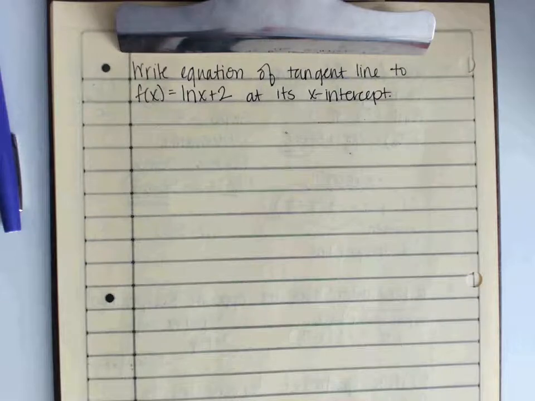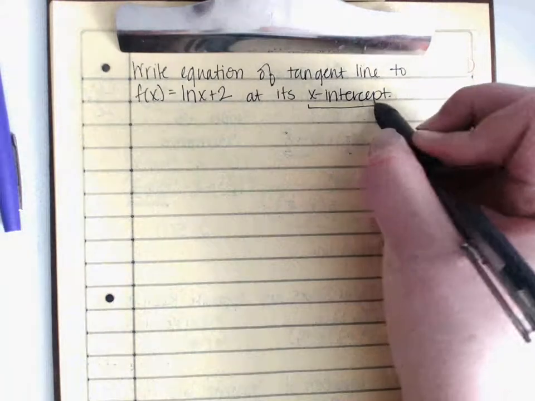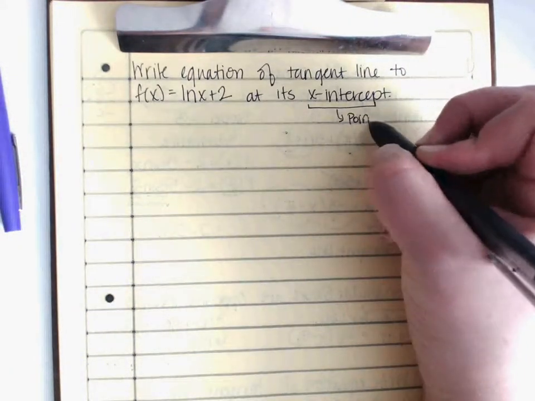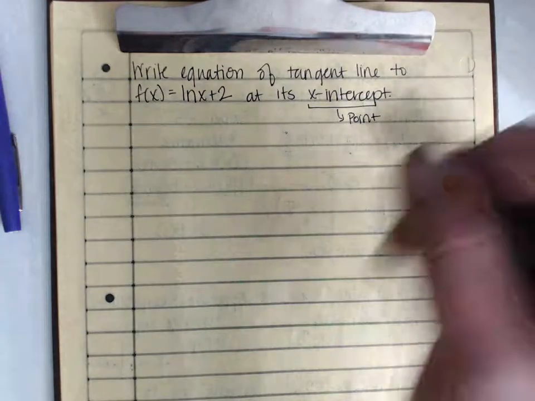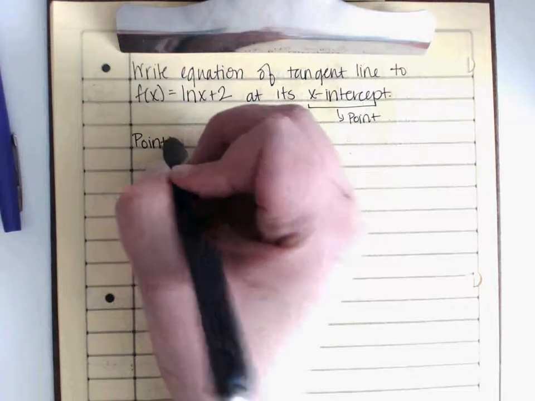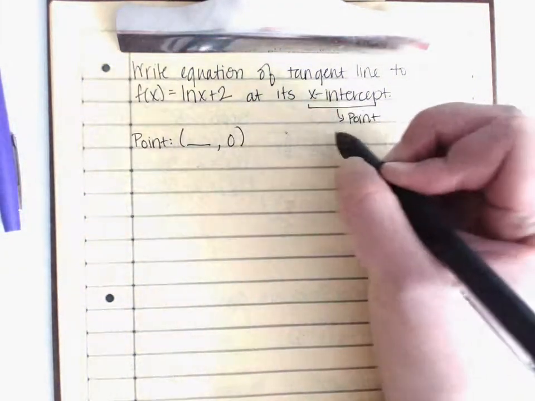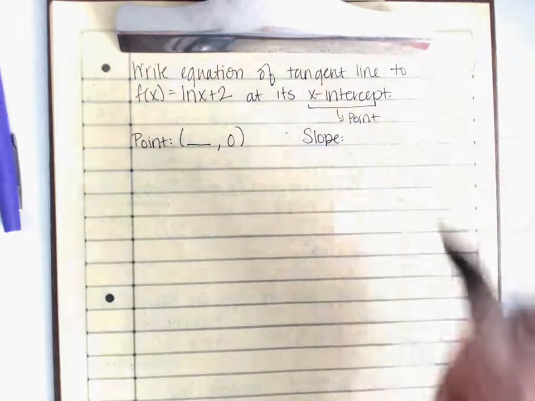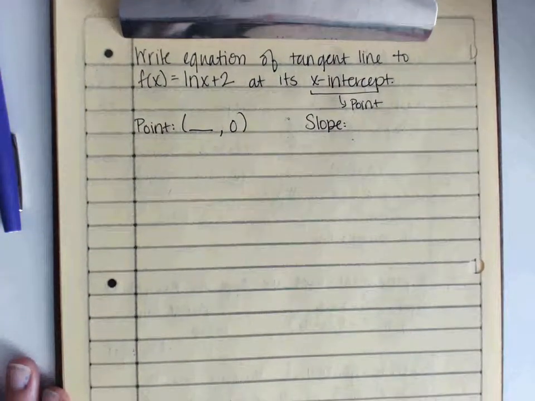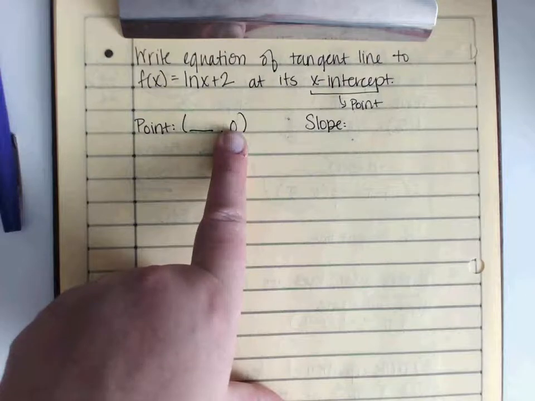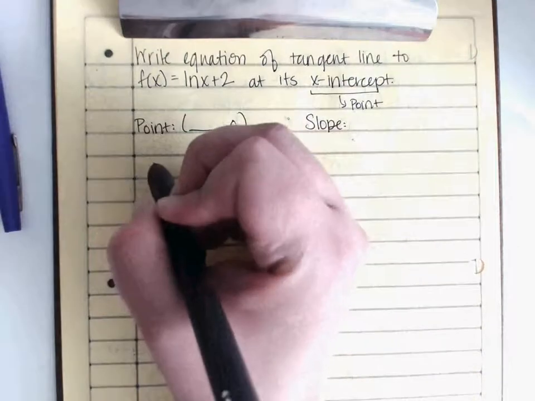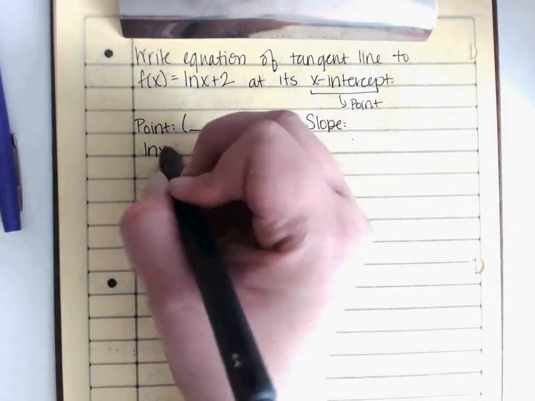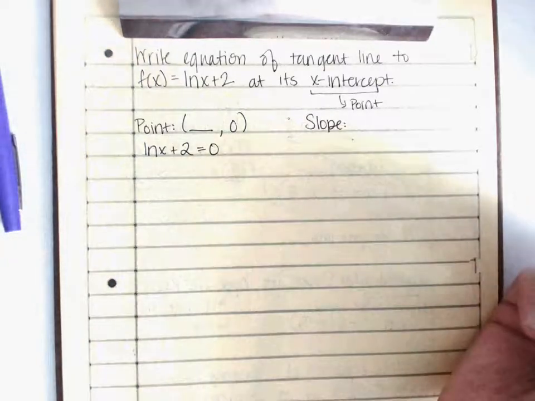Okay, so very similar to last time. We know we need an x-intercept for a point. So then we have to think about, well, if my point is an x-intercept, then that tells me that my y value has to be 0, just like last time. So I need a point with a y value of 0, and I need a slope. Well, to find the other half of my point, I'm going to take my 0. I'm going to plug it in for the y value, which is f of x, and then I'm going to solve. So I know that I want ln x plus 2 to be equal to 0.